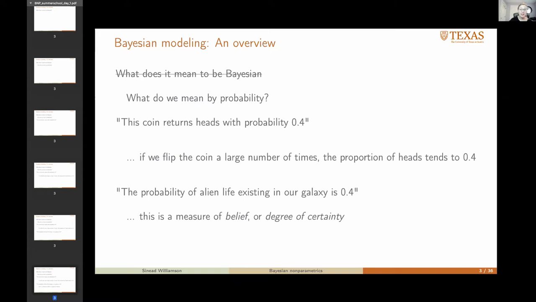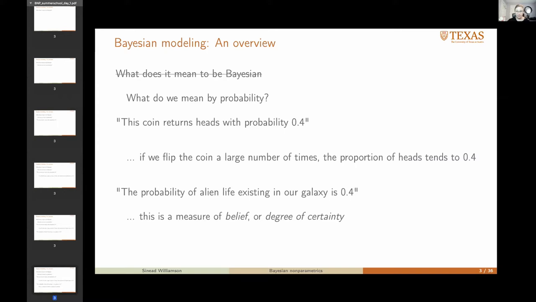Okay, this is a measure of the extent to which I believe there is alien life in this galaxy. Now, this may seem a little more wishy-washy, right? Because it's a subjective probability. My belief is going to be different from your belief, and different from a cosmologist's belief. But we can still apply all the rules of probability to this definition of belief, right? And that's what we're going to do.